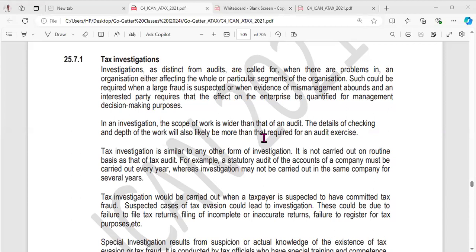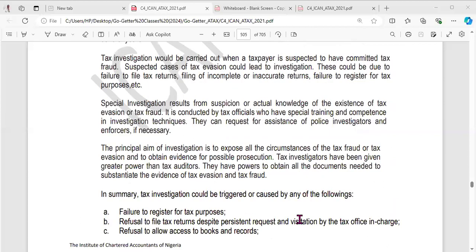In tax investigation, the scope is wider than that of an audit, and the checking will be much more detailed. So they may carry out some things similar to field work, but it's going to be much more detailed than the field audit. Tax investigation is similar to other forms of investigation, and it's not carried out on a routine basis. It's only done when they are suspected to have committed fraud, especially tax fraud. Now, the principal aim is to expose all circumstances of tax fraud or tax evasion and obtain evidence for possible prosecution.